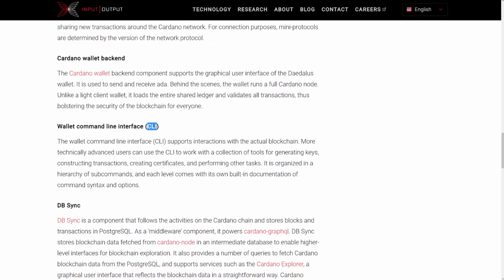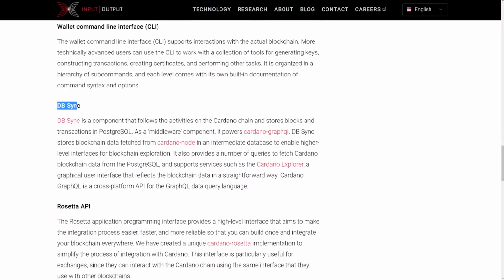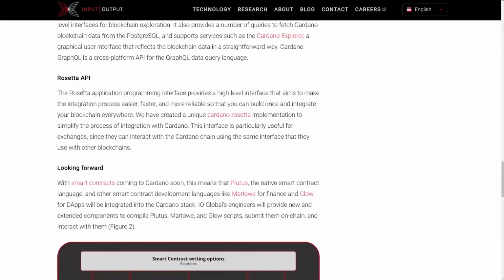Then we have the before mentioned CLI, the command line interface, which supports interactions with the actual blockchain. Then also we have the DB sync, which stores blockchain data fetched from the Cardano nodes in an intermediate database, but it also provides a number of queries to fetch Cardano blockchain data from other parts of this stack, so Postgres, SQL, etc. And then we have the Rosetta API, which is an application programming interface, which is aiming to make the integration process easier, faster and more reliable for the builders on the Cardano blockchain.